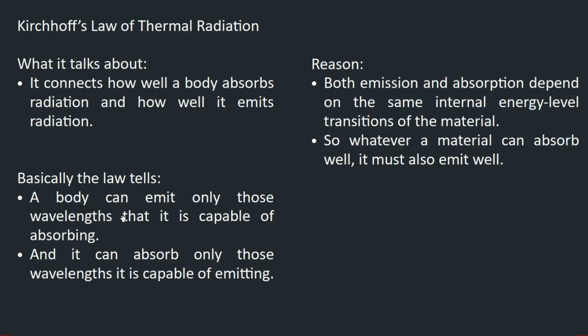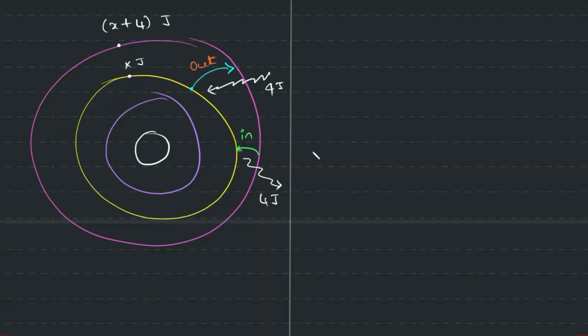So why does this happen? Why is this person telling this, and why does this happen? A body can emit only those wavelengths that it is capable of absorbing. So what is this wavelength and stuff? You guys know waves. Waves is one more chapter that we'll be studying. An example of a wave is this. You guys have studied the sine wave and cos wave, so you should have studied. So wavelength is what? This is a wavelength, from here till here.